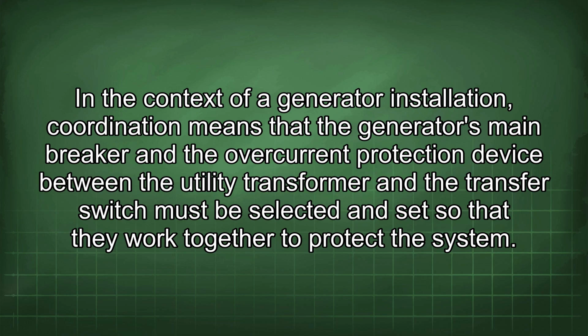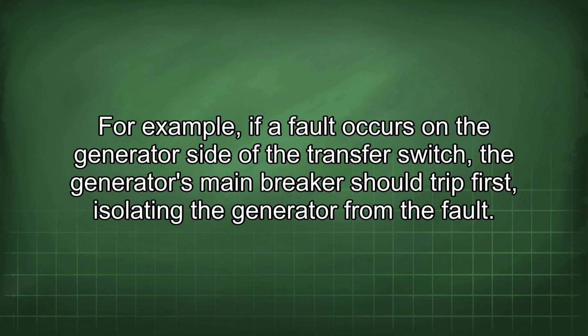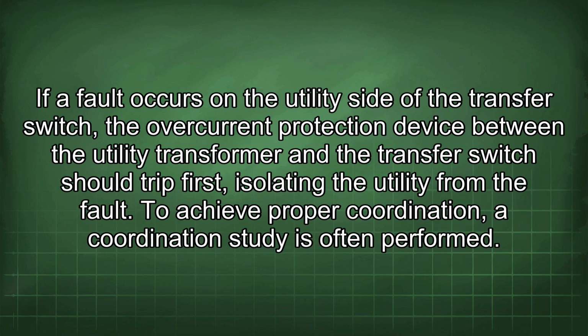protect the system. For example, if a fault occurs on the generator side of the transfer switch, the generator's main breaker should trip first, isolating the generator from the fault. If a fault occurs on the utility side of the transfer switch, the overcurrent protection device between the utility transformer and the transfer switch should trip first, isolating the utility from the fault.